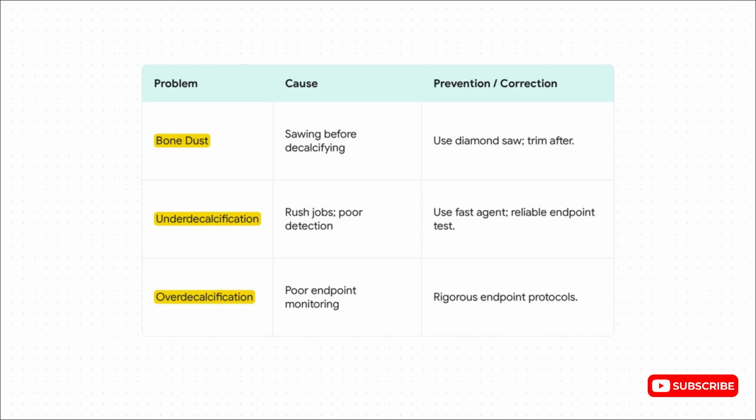Second, underdecalcification. This usually happens when there's a rush for a fast turnaround. The key here is to pick a fast-acting agent from the start and use a reliable endpoint test like radiography. And third, overdecalcification. This is almost always caused by just not monitoring the endpoint closely enough. Prevention is really the only cure. Pick the right agent for the job and be super strict with your endpoint checks.